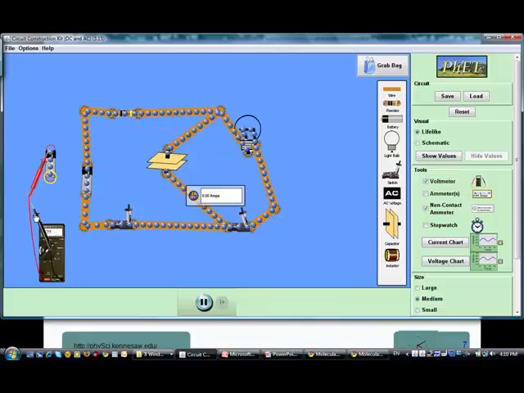So what I'm going to do now, I'm going to take a wire, just a wire, and place it at both ends of the battery. Let's start with just one end. And let's see what this is going to read. It reads again 9 volts.